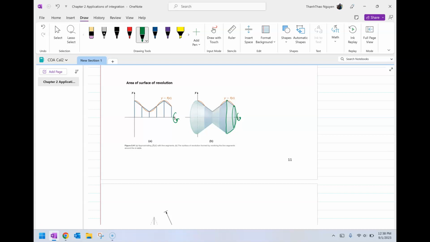So this figure we call a frustum. A frustum. Okay. So let's see how we calculate the surface area, the area of each of these bands, and this band called a frustum.